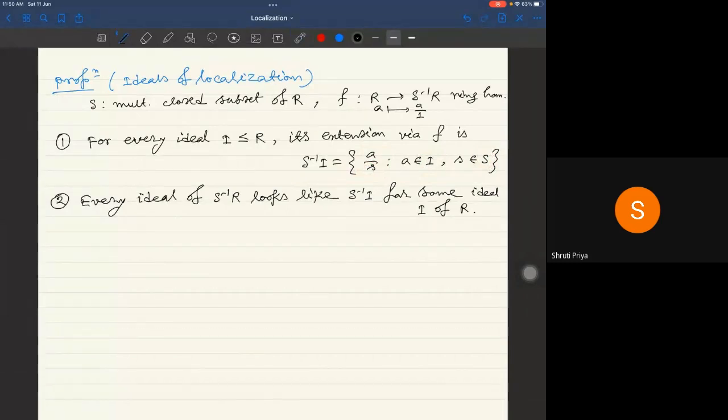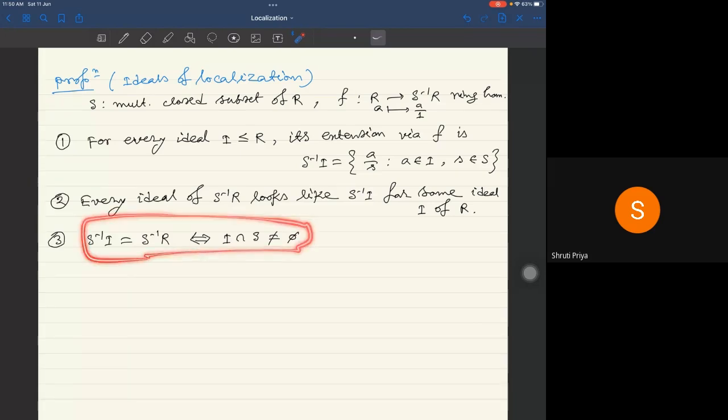Okay, and then this third one says that this S inverse I is an improper ideal if and only if this I intersect S, this intersection, is non-empty. You can verify that. So can anyone give a quick proof of this one? Let me know whether you are following or not.